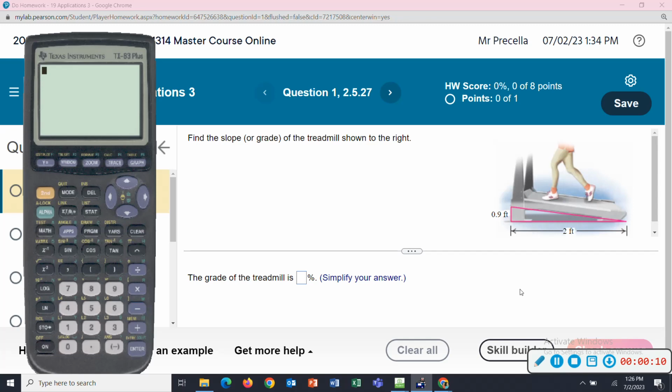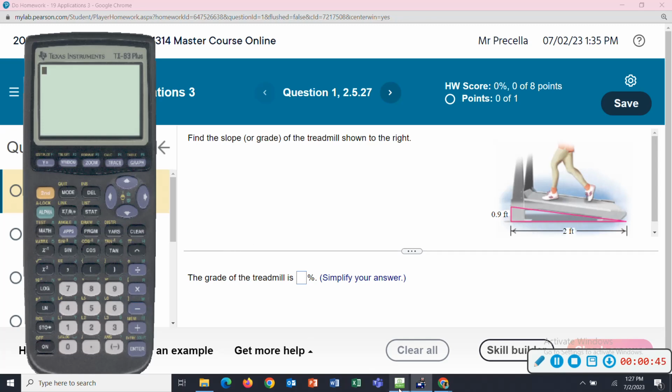This first one says, find the slope or grade of the treadmill shown to the right. Well, we've already learned that slope is rise over run. So when we're looking at this, it looks like this treadmill is rising 0.9 feet over a horizontal distance of 2 feet. So if we think of this slope and grade, this grade is just slope, rise over run.